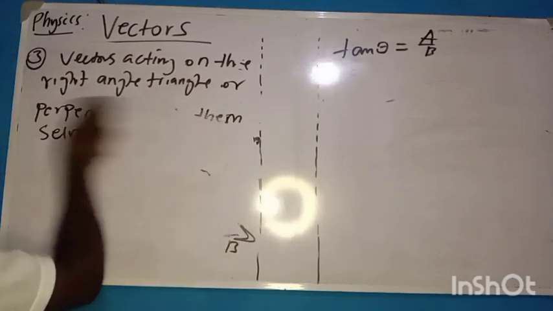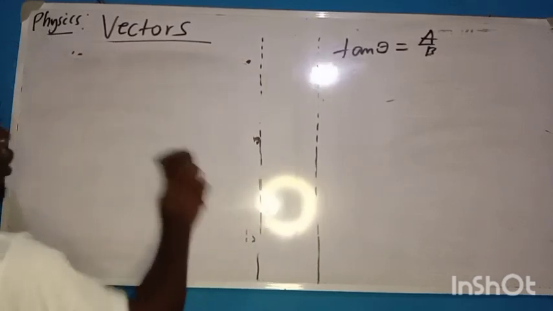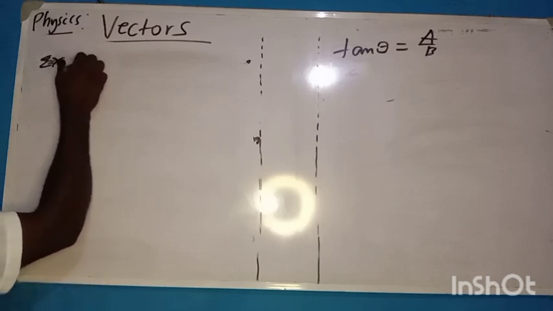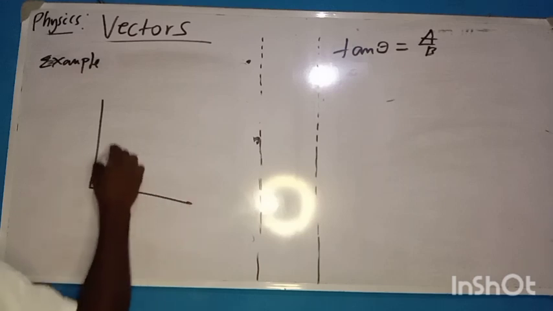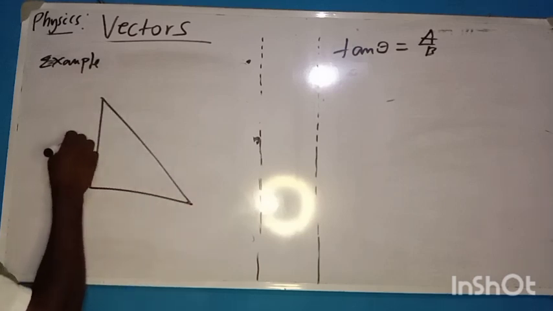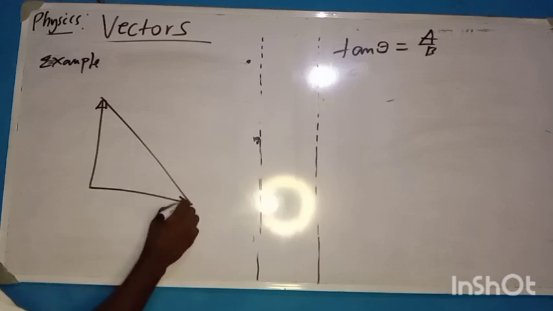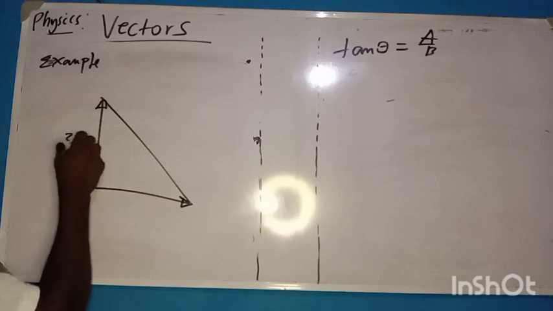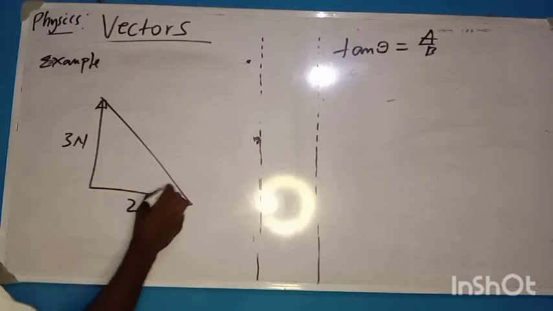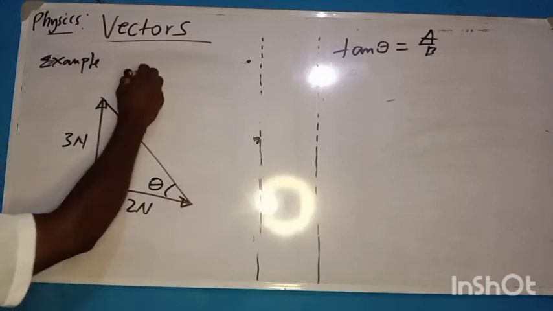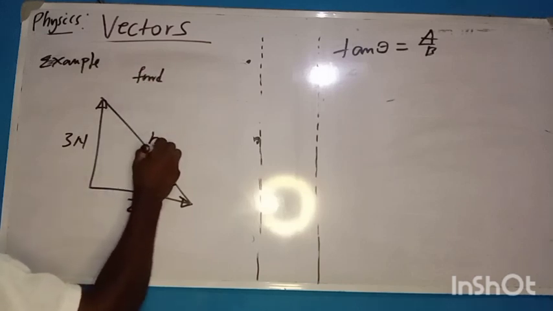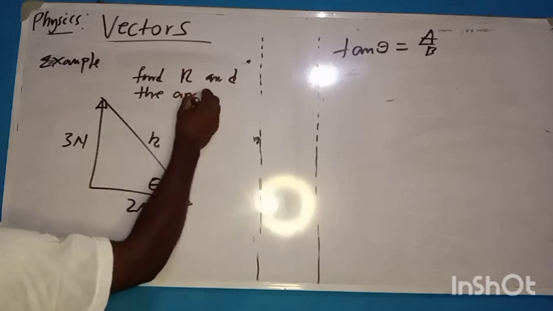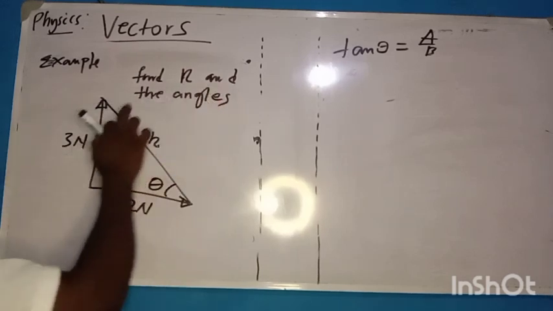So let's use an example. This is a vector. Here the arrow always shows the direction of the vector. So this is 3 Newton, and here is 2 Newton, and theta here. So we can say: find the resultant vector R and the angle.